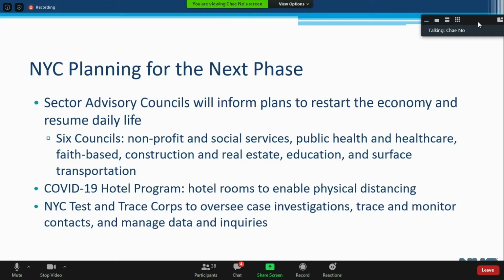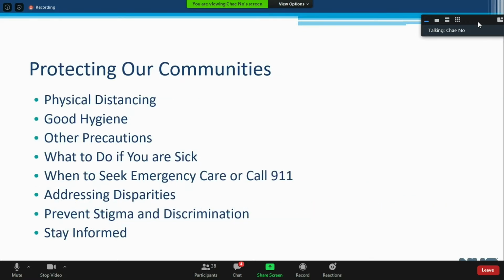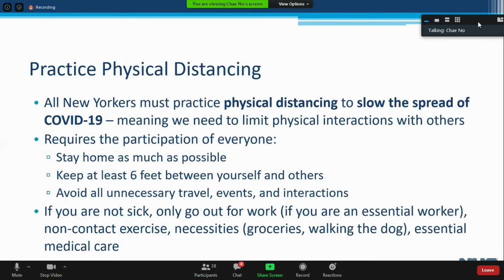I won't get too far into this. Basically, it's a joint initiative between the Health Department and the Health and Hospitals Corporation. I'm sure you saw a lot of the news. So that's what's going on. So to protect the communities, what you need to do: physical distancing, good hygiene, and I'll cover what to do if you're sick, when to seek care, and other items concerning this pandemic.